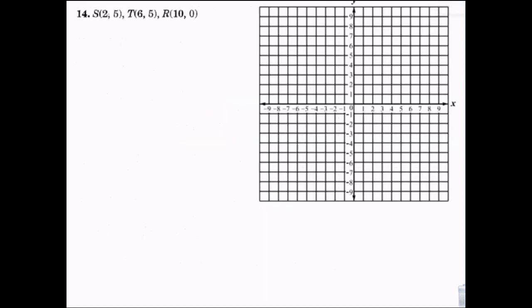Okay. Again, I'm going to graph my triangle. So I have 2, 5, 6, 5, and then 10, 0.